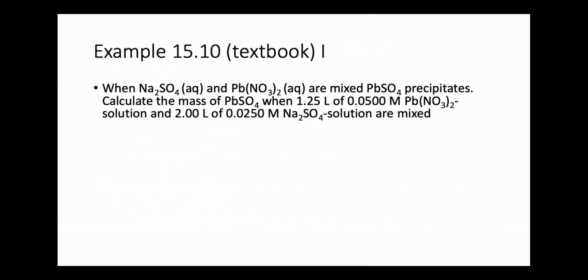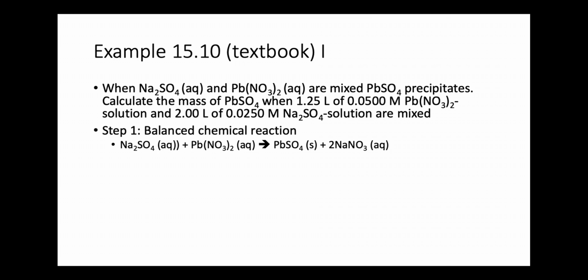The next is an example from the textbook. That example is when sodium sulfate and lead(II) nitrate are mixed together, we have a precipitation of lead sulfate. Now the question is, calculate the mass of my precipitate, lead sulfate, when I have 1.25 liters of 0.05 M lead(II) nitrate solution and 2 liters of 0.0250 M sodium sulfate solution when they're mixed together. That's the question. So the first step, balance the chemical reaction.